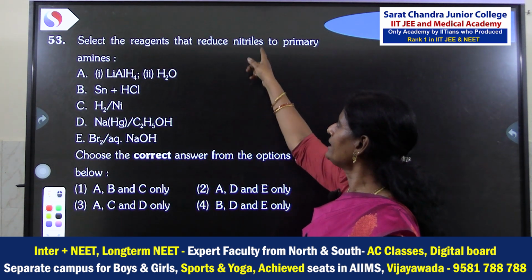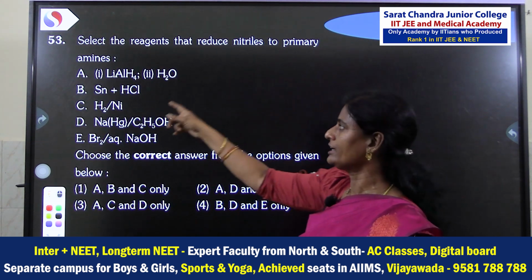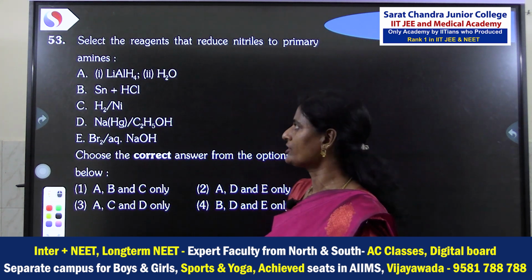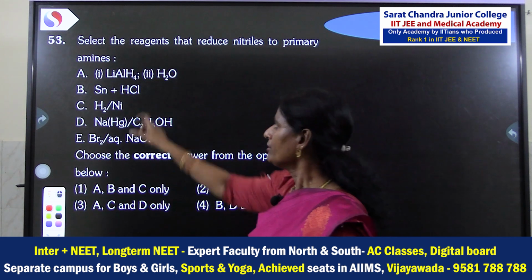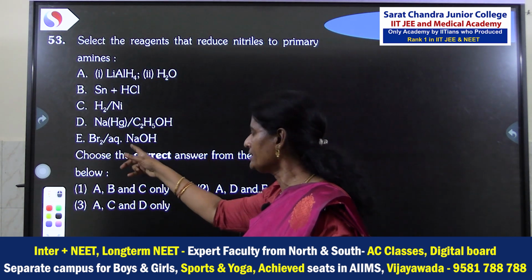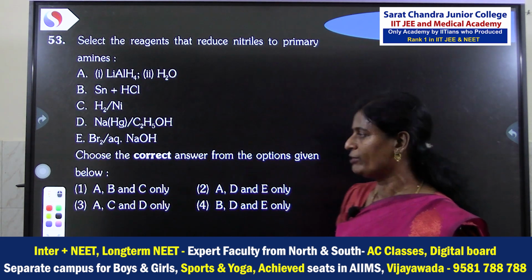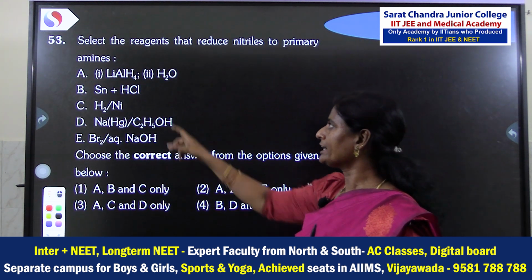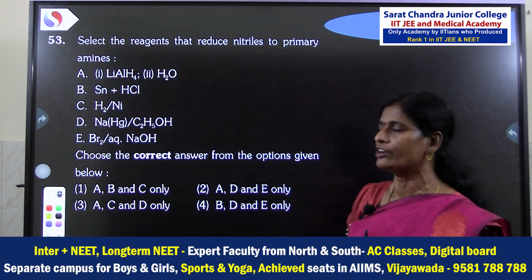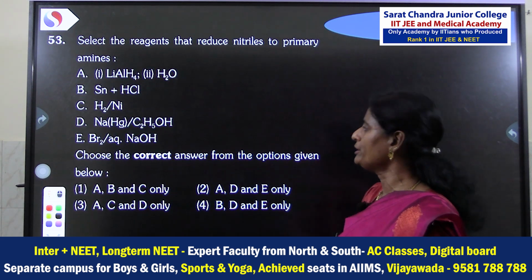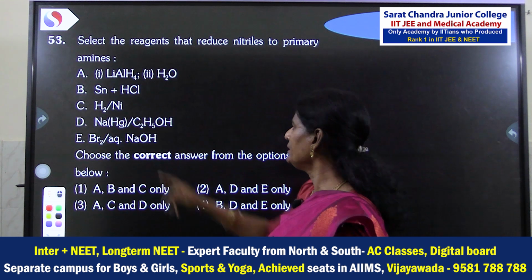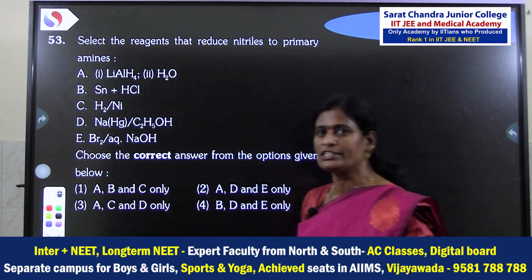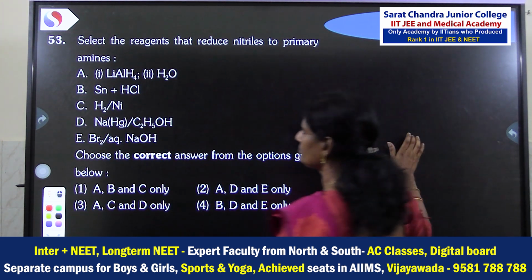Tin and HCl is used for the reduction of nitriles to aldehydes. That reaction is known as Stephen reduction. But nitriles are not reduced to primary amines with this reagent, and Br2 with aqueous NaOH is the reagent for Hoffmann bromamide degradation. So the correct reagents for the conversion of nitriles to primary amines are A, C and D only. Therefore, the correct option is the third one.